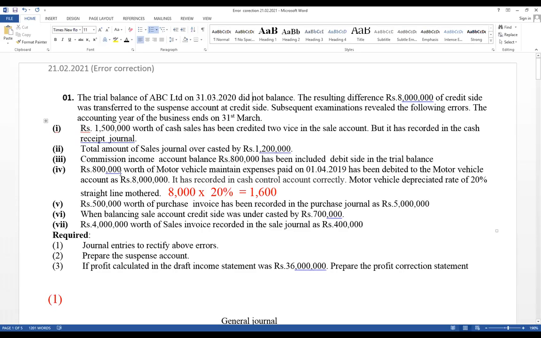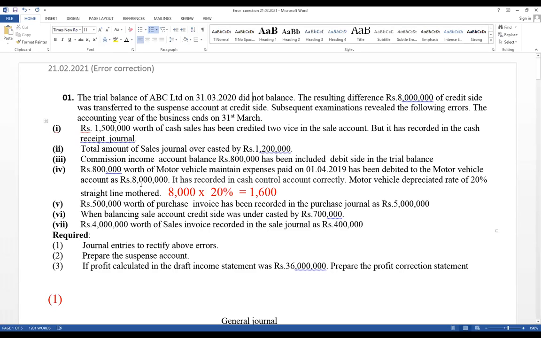Second part, it has been recorded erroneously as a motor vehicle, therefore depreciated. Depreciation expense account debit, accumulated depreciation account credited already. That value should be removed. Therefore, accumulated depreciation account debit, motor vehicle depreciation expense account credit.